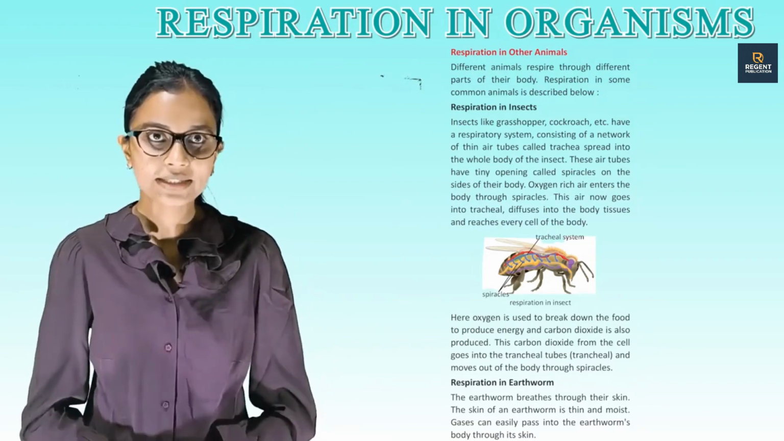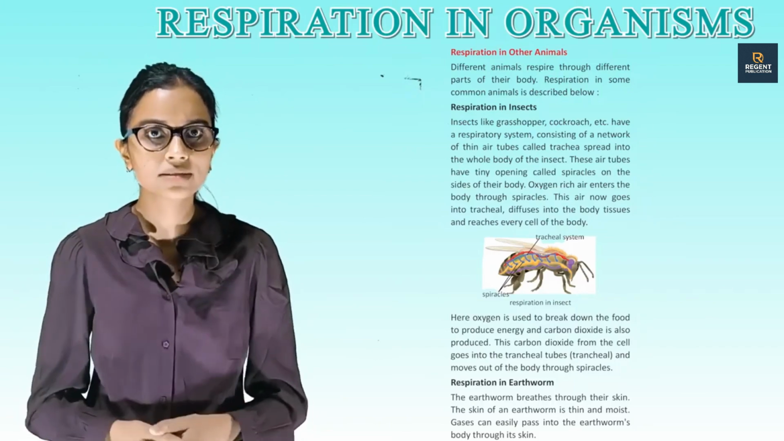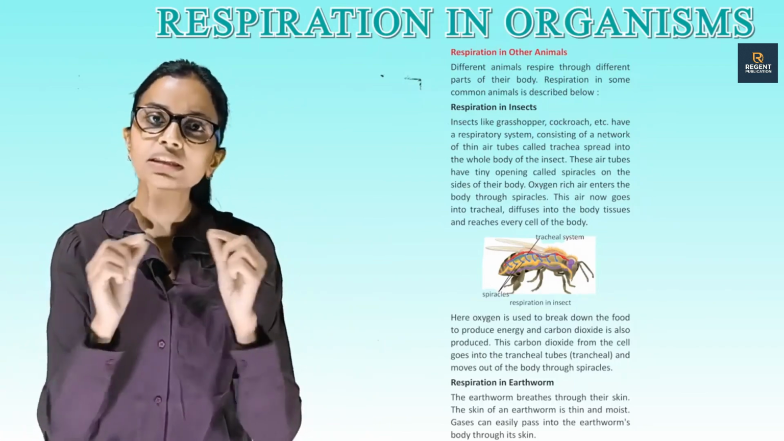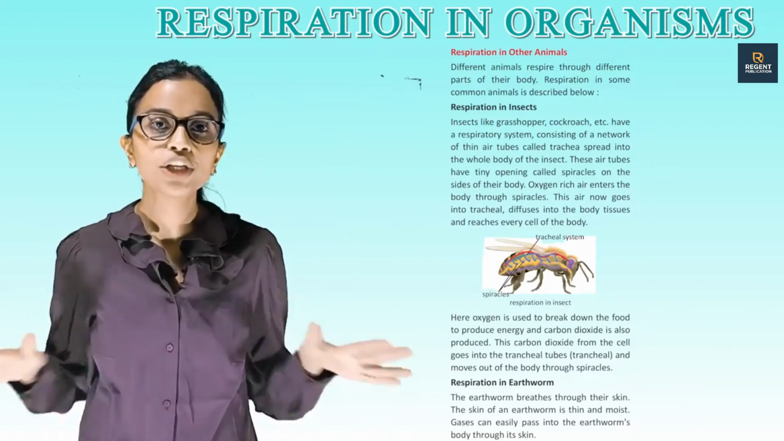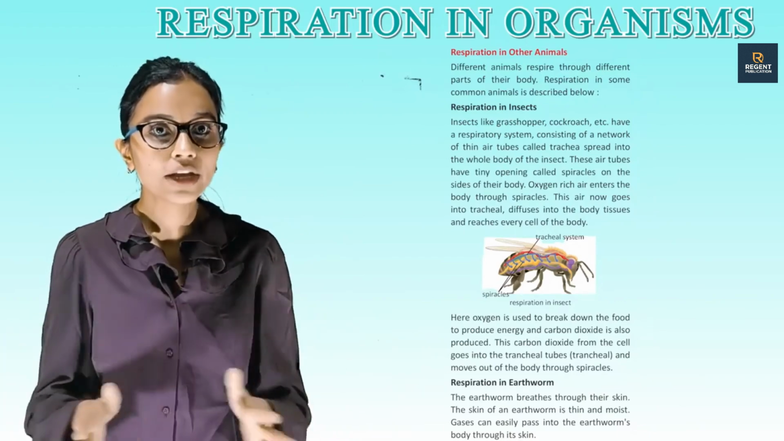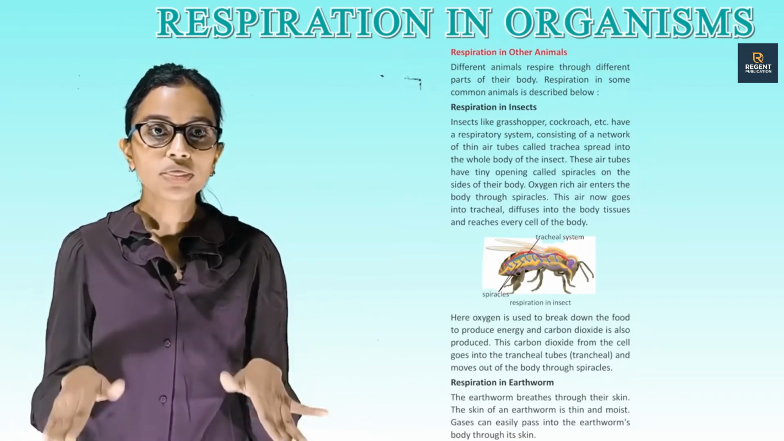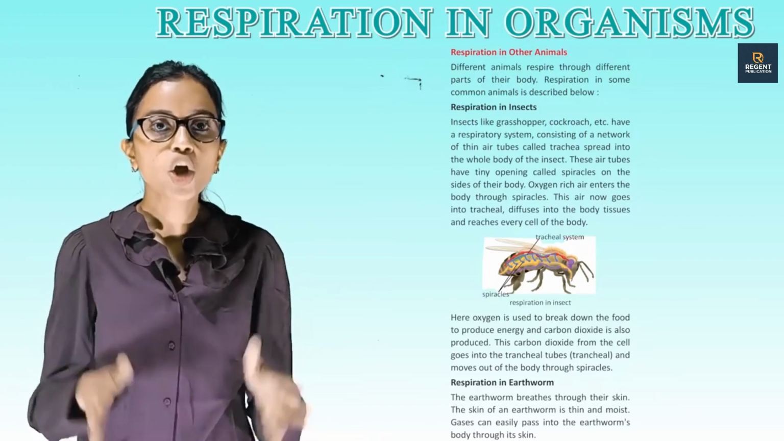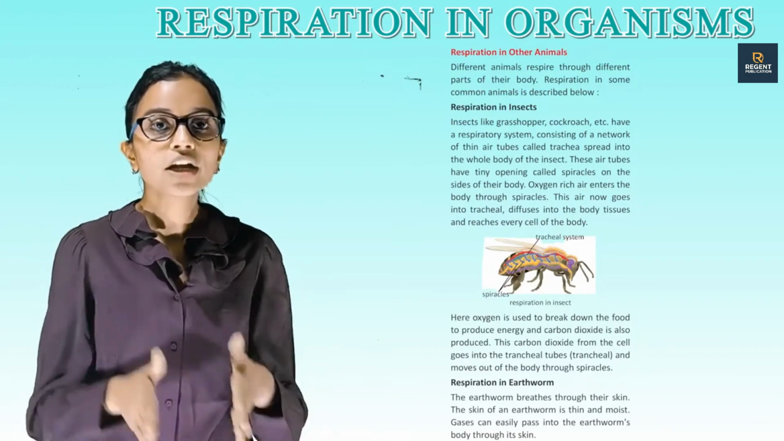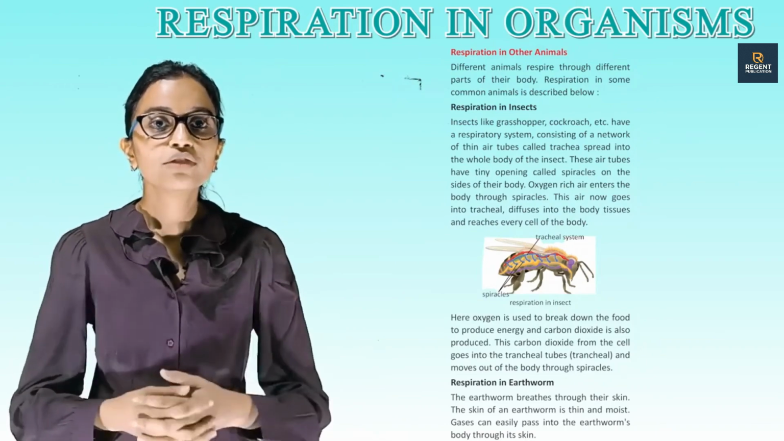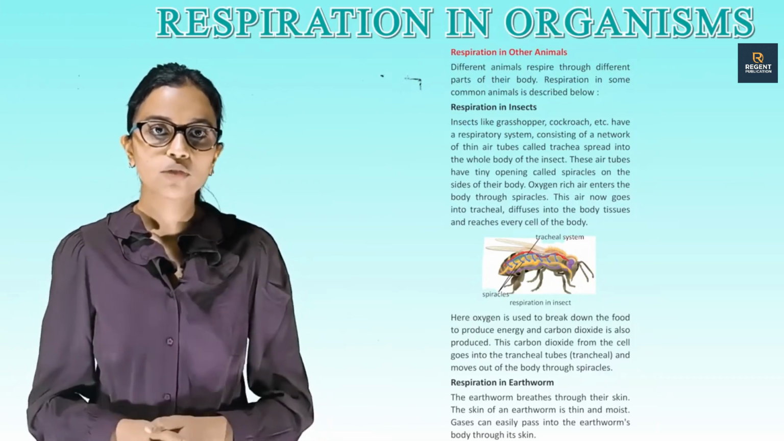Respiration in insects. Insects like grasshopper, cockroach, etc. have a respiratory system consisting of a network of thin air tubes called trachea spread into the whole body of the insect. These air tubes have tiny openings called spiracles on the sides of their body. Oxygen-rich air enters the body through spiracles. The air now goes into the trachea, diffuses into the body tissues and reaches every cell of the body.